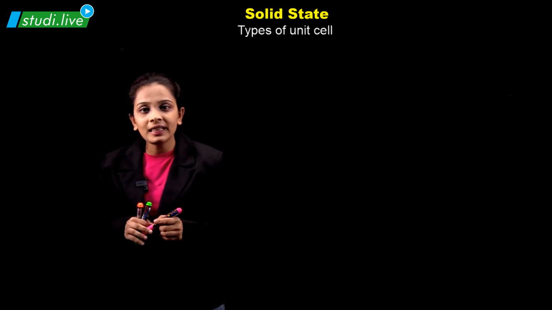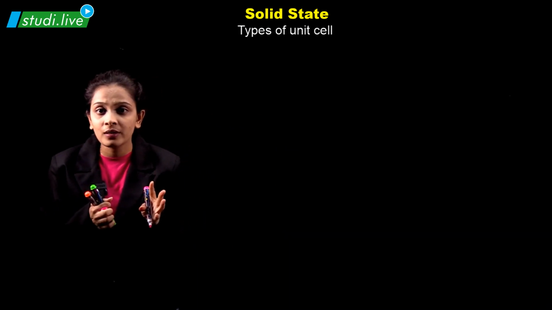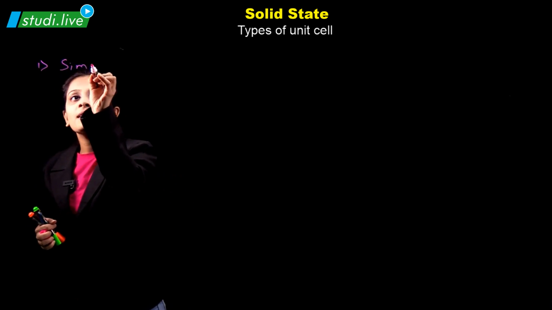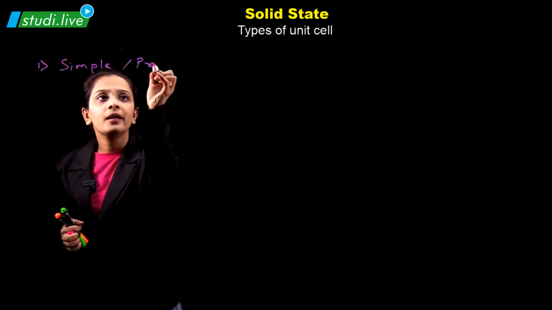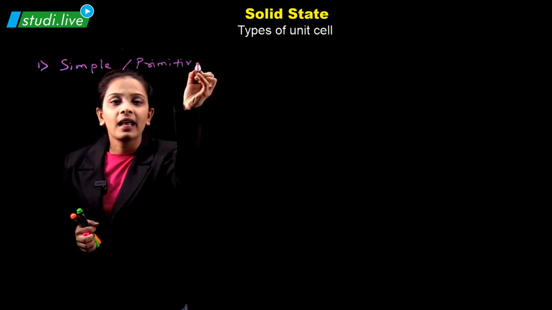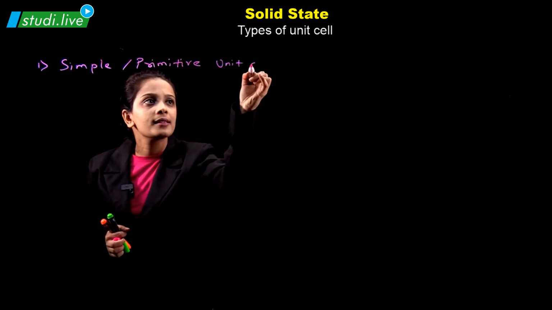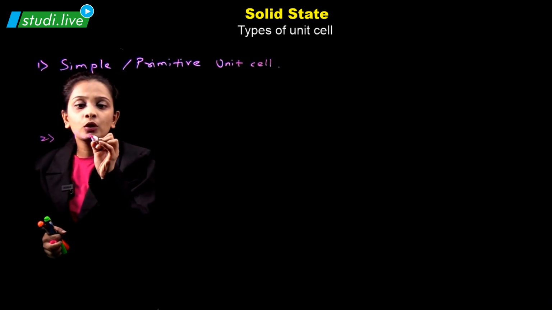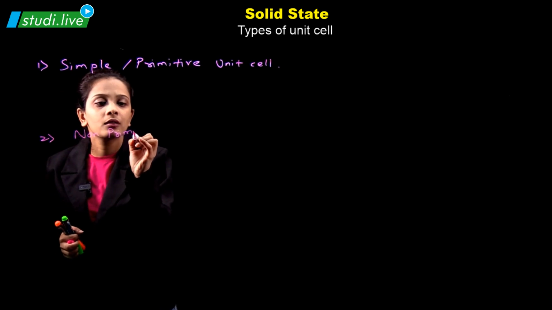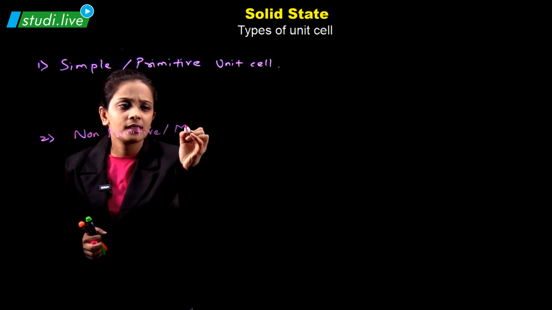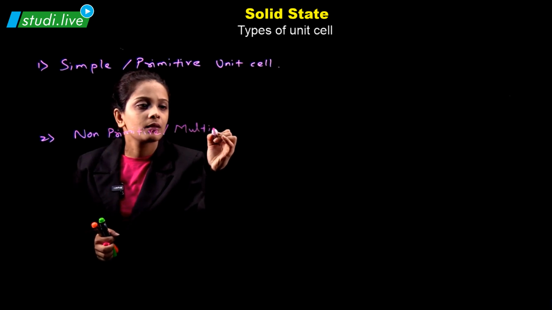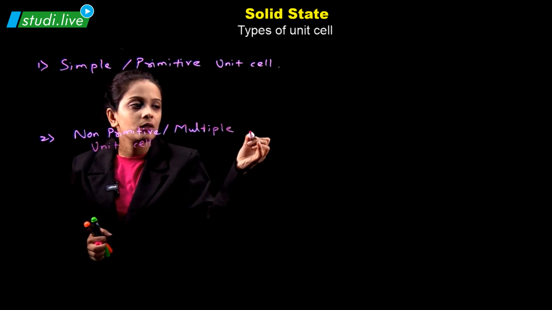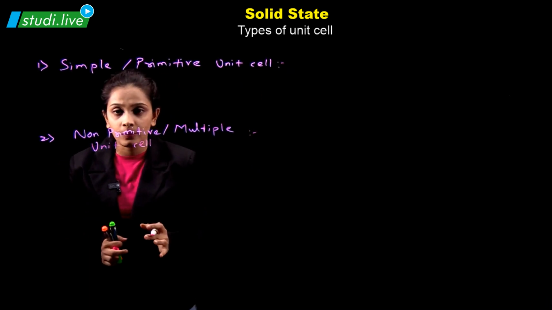So if we talk about the types of unit cell, we can classify the unit cell majorly into two types. First, we can say the simple or primitive type of unit cell. Yes, students. And the second one, we can say, is the non-primitive or just say multiple type of unit cell. These are the two basic classifications of the unit cell that we can do.